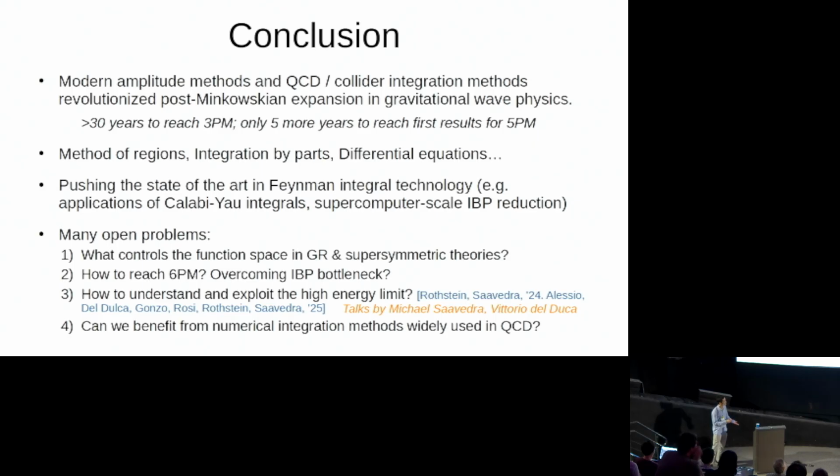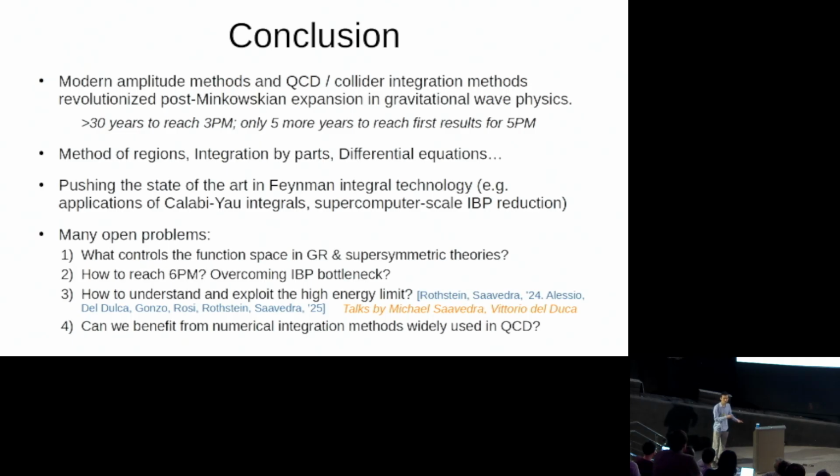And the demands of gravitational wave physics have also been pushing IBP reduction software to a scale that can be used on supercomputers. There are many, many open problems. For example, for people interested in predicting the analytic function space in amplitudes, the question is, what controls the function space in GR and supersymmetric theories? Why do elliptic integrals seem to cancel in supergravity?